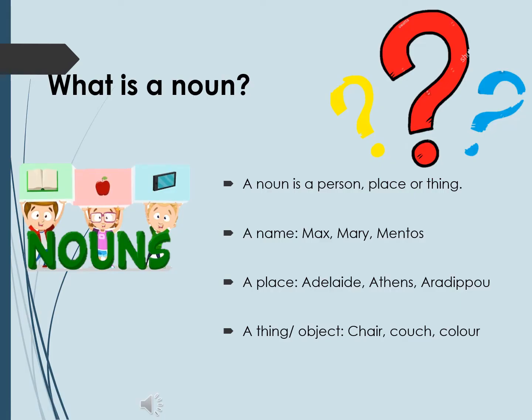But what is a noun? A noun is a person, place, or thing. A name can be something like Max, Mary, or it can even be a name of a brand, such as Mentos. A place, Adelaide, Athens, Aradipo, these are all nouns. And a thing or an object, a chair, a couch, colour. Colour as the noun and not the adjective. So we're not talking about a colour, but we're talking about the noun of colour.